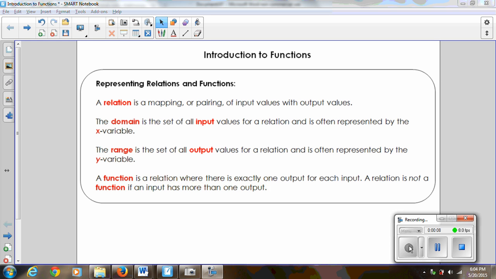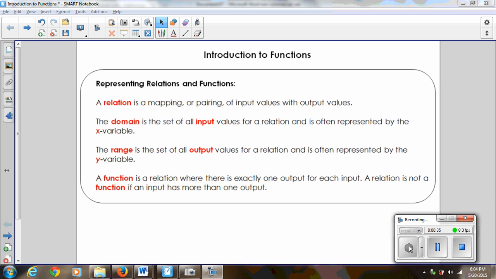A function is a special type of relation. Let's go back to talking about what a relation is. A relation is simply a mathematical mapping or pairing of input values with output values. The domain then is the set of all of the input values for a relation, and we usually represent it with the x variable. The range is the set of all of the output values for a relation, and we often use the y variable to represent those output values.